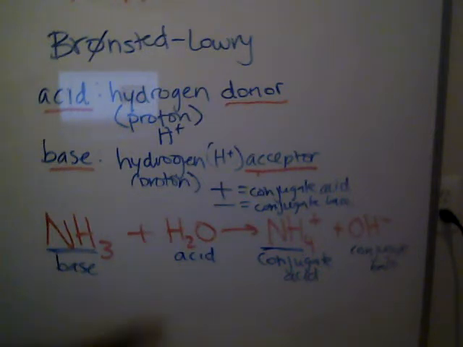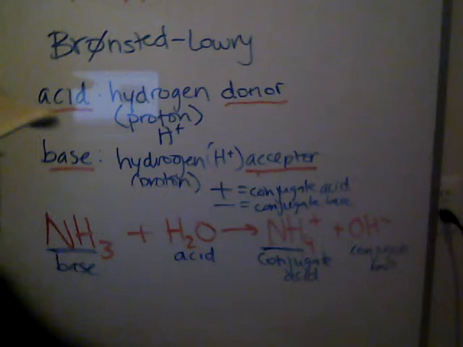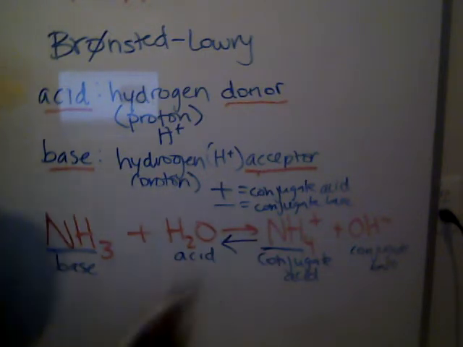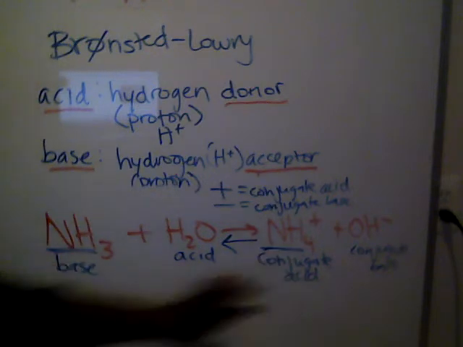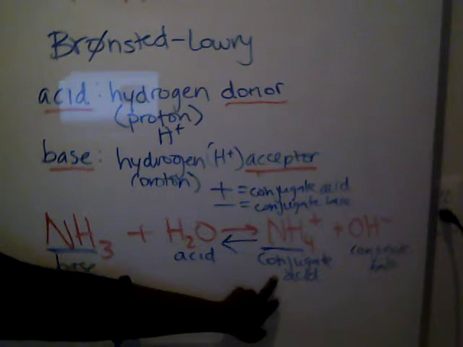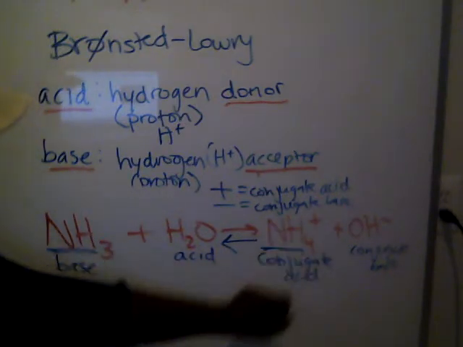Now, the reason why we said these are conjugate acids and conjugate bases is that if we were to switch this reaction and now go this way, in order to go from NH4 plus to just NH3, this would have to lose a hydrogen. That's what acids do, they lose hydrogens, according to Bronsted and Lowry.